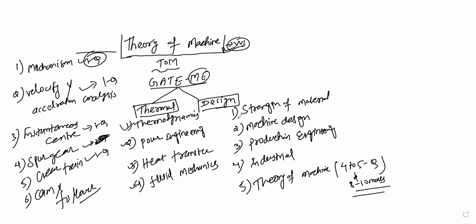And in design there are a total of 5 topics. That is strength of material, machine design, production engineering, industrial engineering, and theory of machine. तो जो आज हम लोग डिस्कस करने वाले हैं इट्स द थ्योरी ऑफ मशीन. And from this topic 4 to 5 questions every year in GATE, and that is 8 to 10 marks.